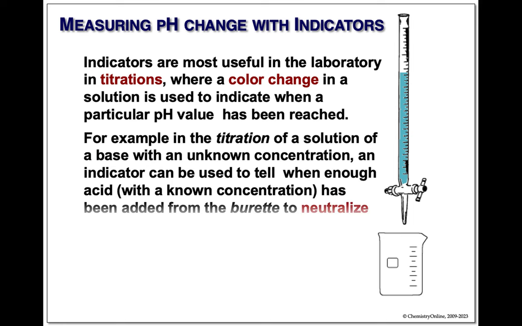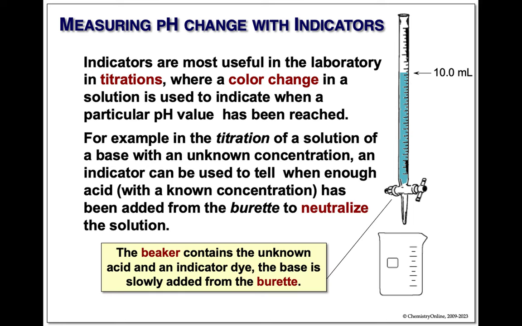What we're going to do in a titration is we fill our burette. We look up here and see exactly where we're starting. So we're starting at 10 milliliters in our tube. This is designed where we have an unknown acid in our beaker. So we know what the acid is, but we don't know its concentration. But we have a base in here, and we know the concentration.